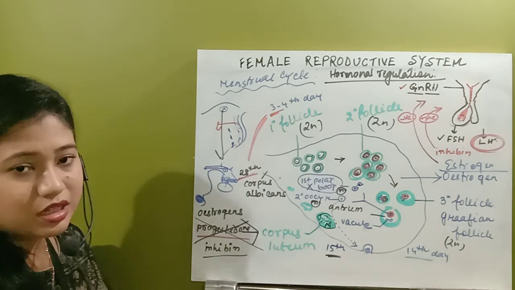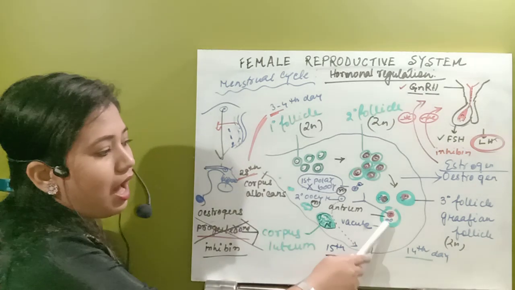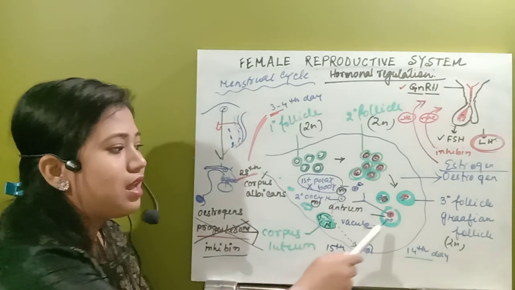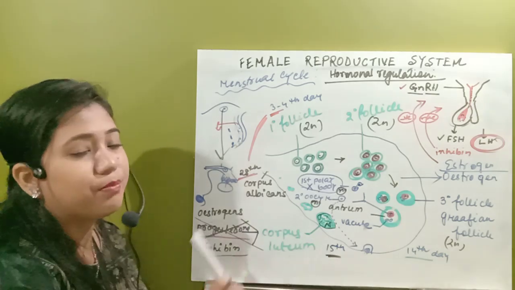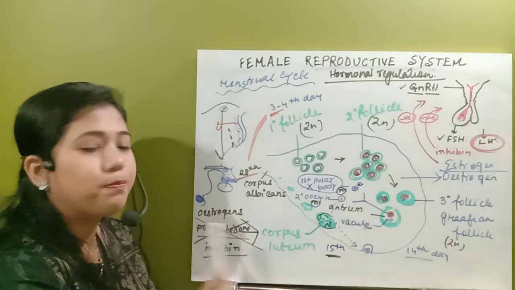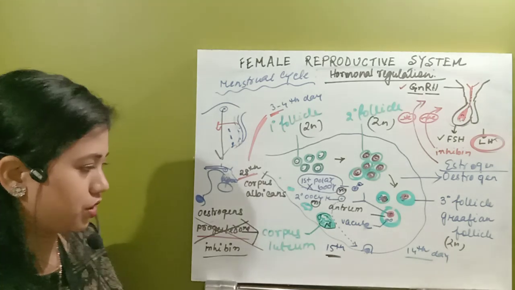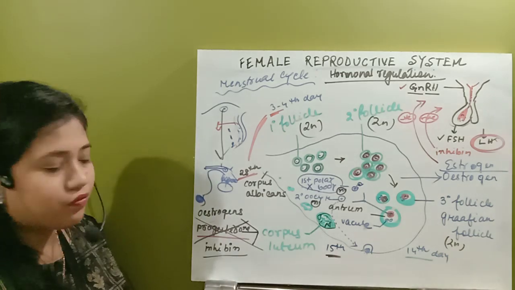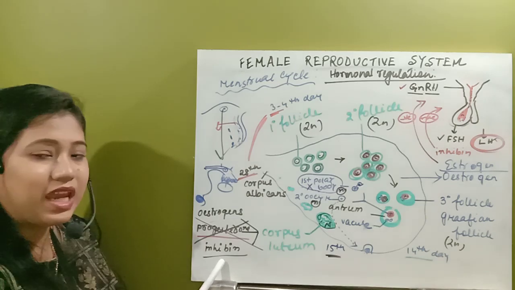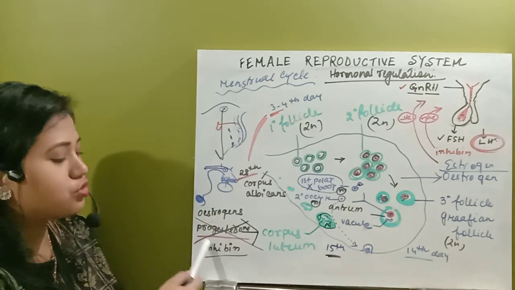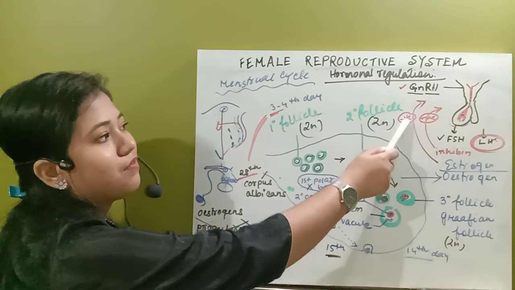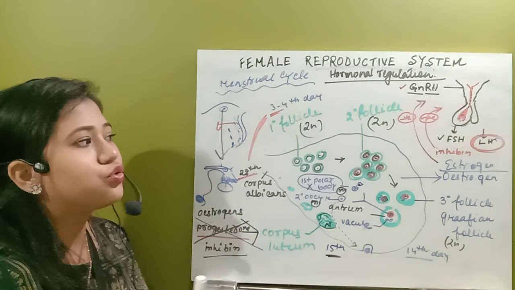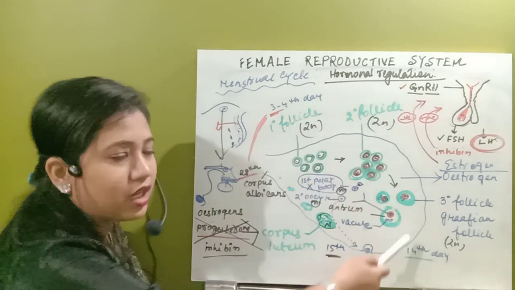Now, after the 14th day, we'll have the next structure. After the removal of the secondary oocyte to form both these two cells, the granulosa cells will develop another structure known as the corpus luteum, which is yellowish in structure. It will release another hormone known as progesterone. Along with that, it will continue the release of estrogen hormone and inhibin. Estrogen will start to decrease, progesterone will increase, and inhibin will give a negative feedback to the hypothalamus and the pituitary gland, because it does not want another cycle to continue.